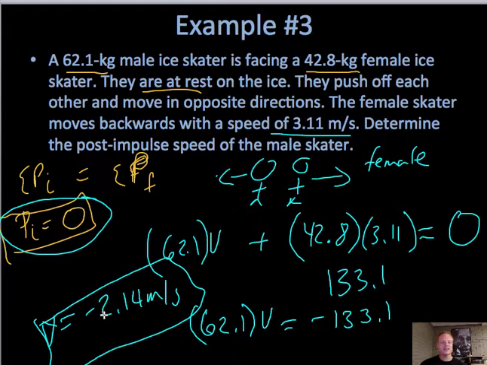Now, what does that negative actually mean? The negative just simply means that this ice skater here is moving to the left, in the opposite direction of the female. And that's why the sign piece is kind of important. It is telling you a direction. It's telling you where this skater is going.